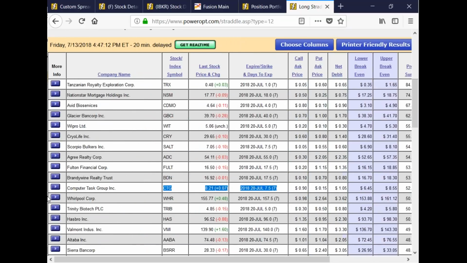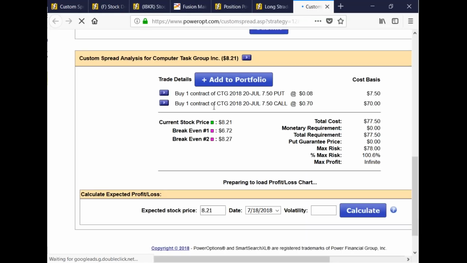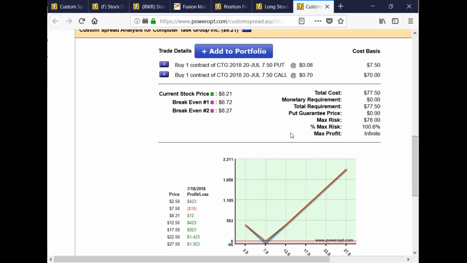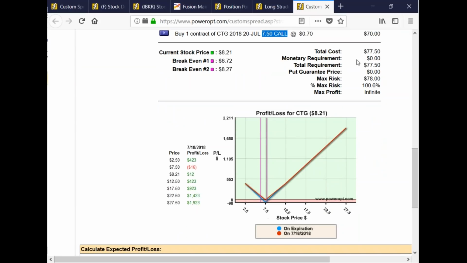Okay, now I know that if I bought this position today, this long straddle, let's take a look at it on the profit and loss chart. Very expensive. I'm paying 8 cents for the July 7.50 put, that's nothing, and 70 cents for the 7.50 call. The cost base is about 78 cents to get into this straddle. Okay, so my upper break even is 8.27, lower break even is 6.72. Debit plus the strike at 7.5. I have a call and a put, hoping for a swing.